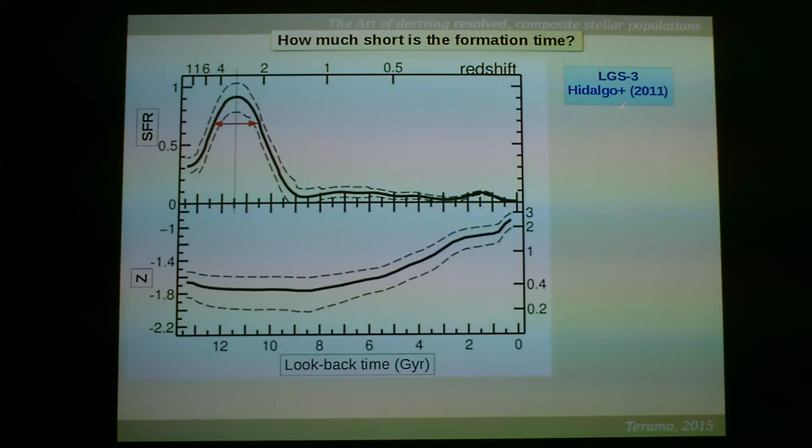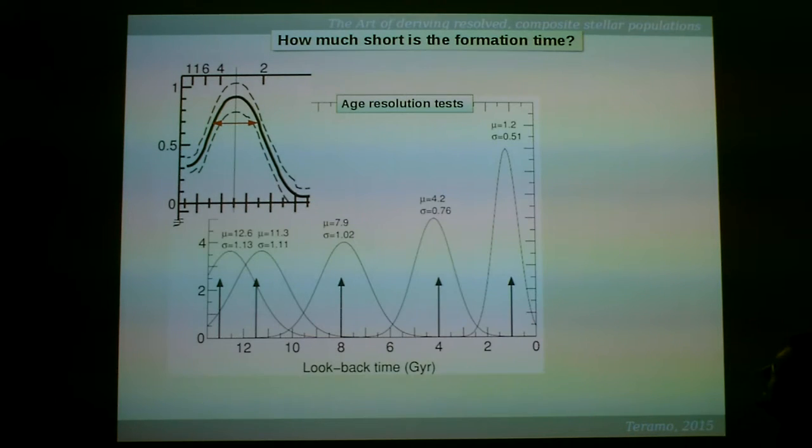This is the star formation history of LGS3. So how short is the star formation time? This is the star formation rate as a function of time, and this is the age metallicity relation. We can measure the formation time, for example, using the width of the Gaussian. We can fit the Gaussian here and measure the width, right? So how short is this if we could take out the observational effect? How do observational effects affect the widening of this feature? So what we can do is a resolution test. We do this.